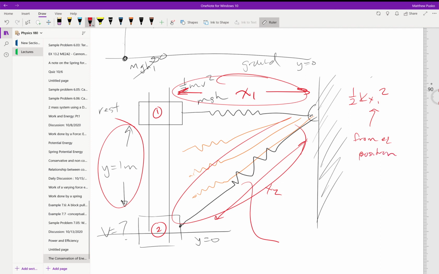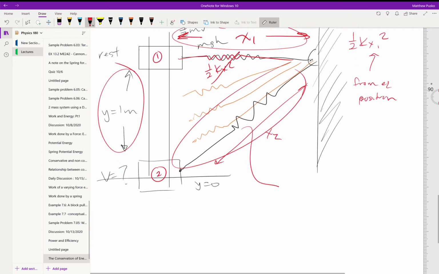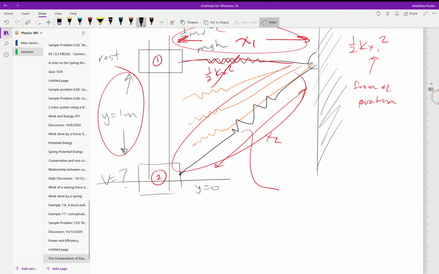So in this problem, if it was not stretched in this initial state right here, you could say x equals 0, and it does not have a 1/2 kx squared term. We could just cross it out. Let's go ahead and sum up the energies in this problem. Let's do it.